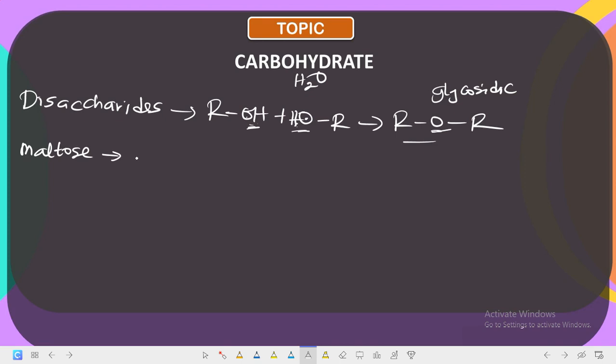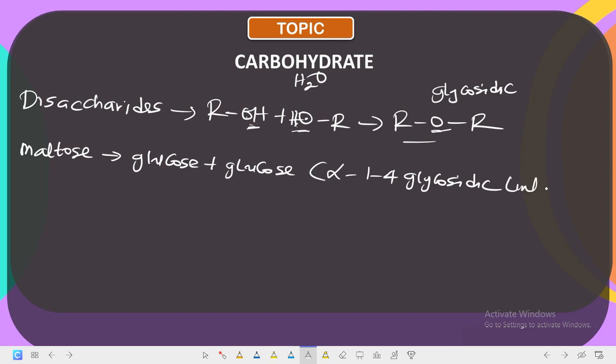What did I say for maltose? It is glucose plus glucose. Now, you need to know the formation of maltose. What part of the glucose reacted? Maltose is glucose plus glucose joined together by an alpha 1,4 glycosidic linkage. They are joined together by what? Alpha 1,4 glycosidic linkage. This is the only thing you need to remember for the exam, because you know the structure of glucose now. Alpha 1,4 glycosidic linkage. It means carbon 1 of one glucose and carbon 4 of another glucose.